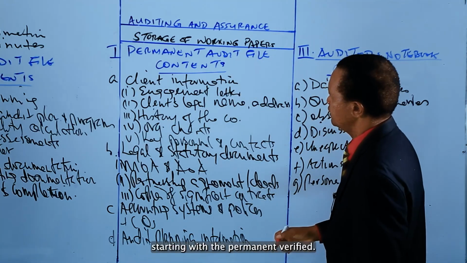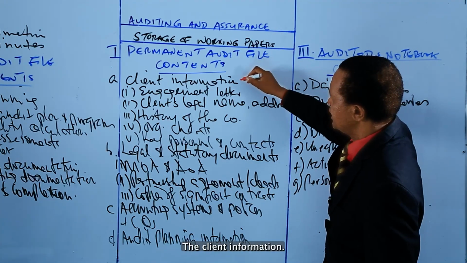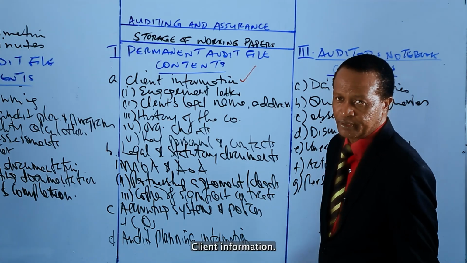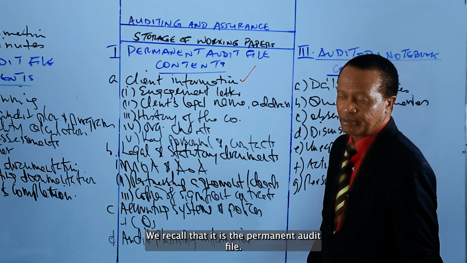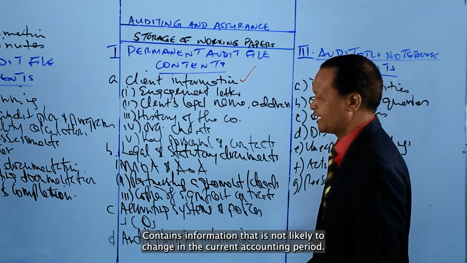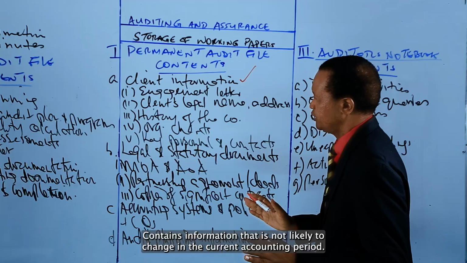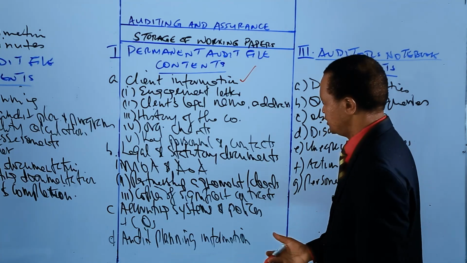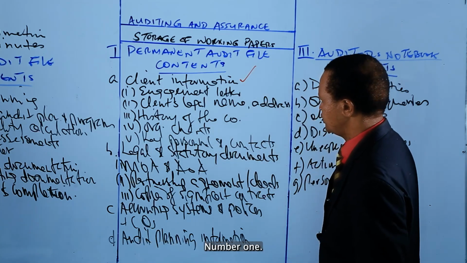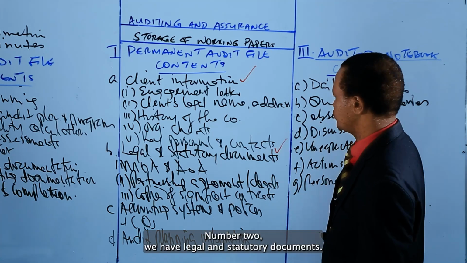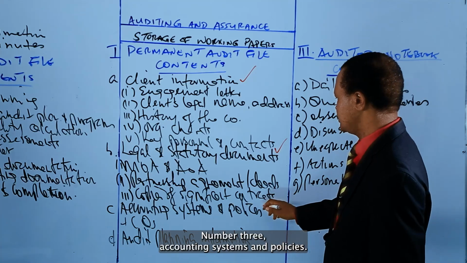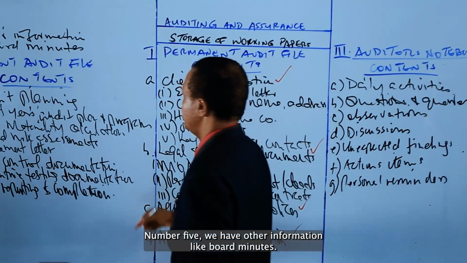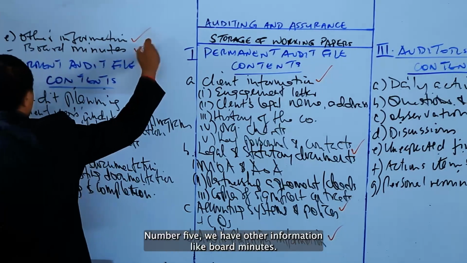Starting with the permanent audit file, the contents are 1, the client information. We recall that candidates, the permanent audit file contains information that is not likely to change in the current accounting period. It is information that is of continuing relevance to the audit engagement, and that would include client information, number 1. Number 2, we have legal and statutory documents. Number 3, accounting systems and policies. Number 4, audit planning information. Number 5, we have other information like board minutes.